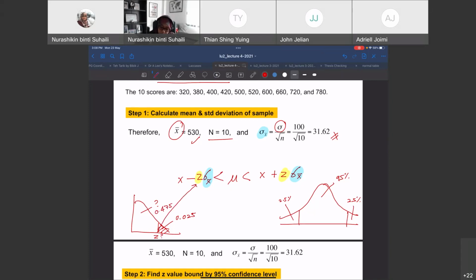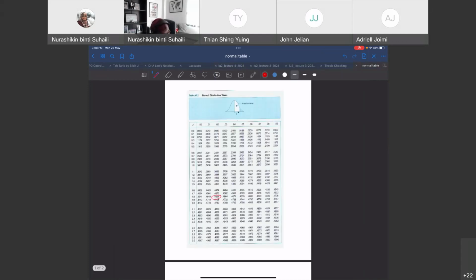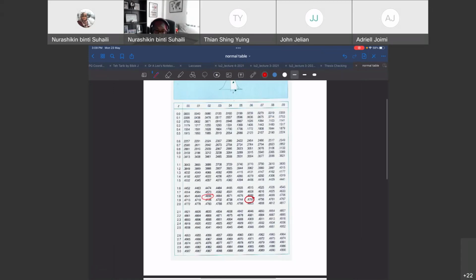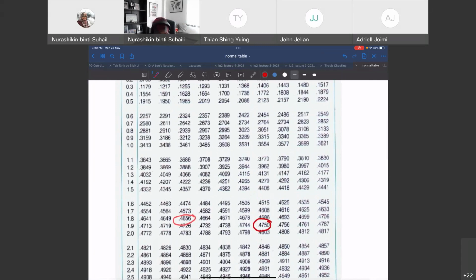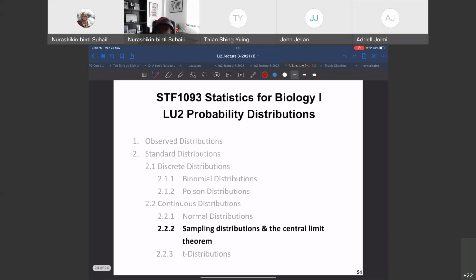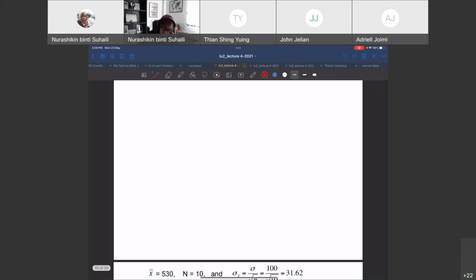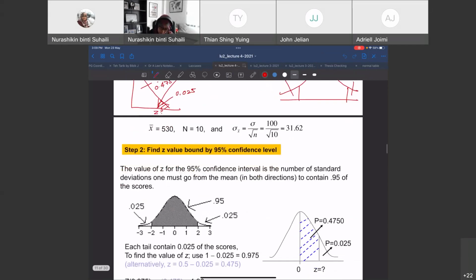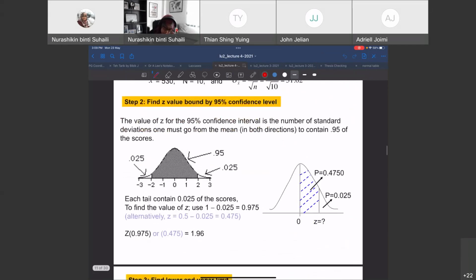If we refer to the standard normal distribution, the area is inside, right? So 0.475 is this one. That area refers to the z value of 1.96. So the z value that we are looking for is 1.96.